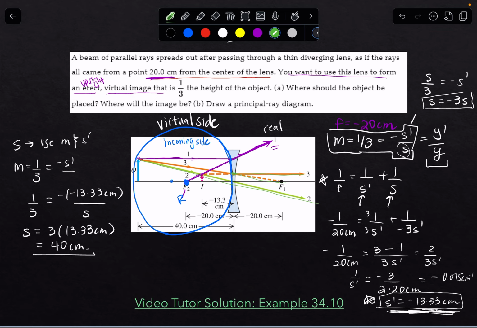So that's the diverging lens example I wanted to do. I might do one more. We'll head over to the other lecture PDFs, and there might be a good diverging lens example there as well.